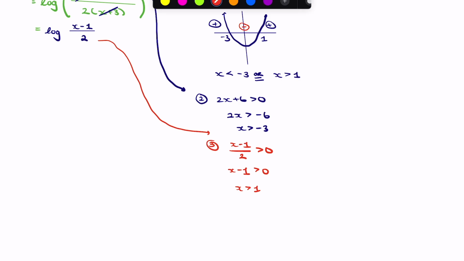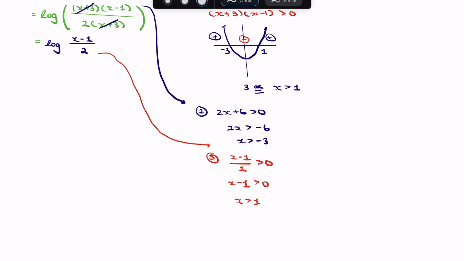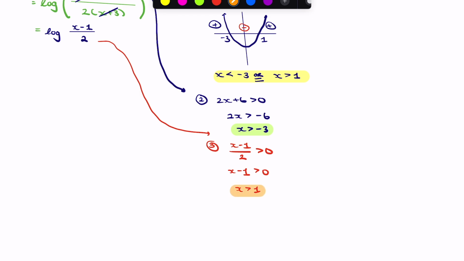So if we highlight our restrictions: we have x is less than -3 or x is greater than 1. Second restriction, x has to be greater than -3. And we have x has to be greater than 1. So we'll see this range, so we draw a range here. We have -3 and 1.